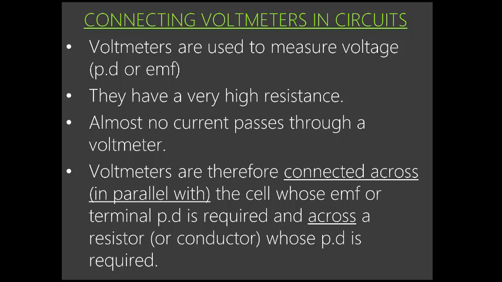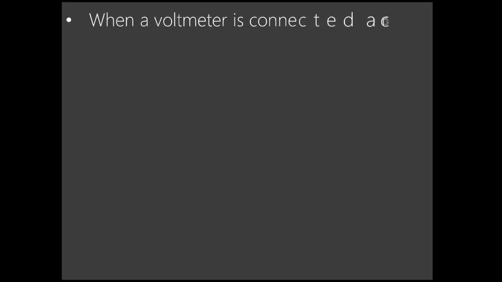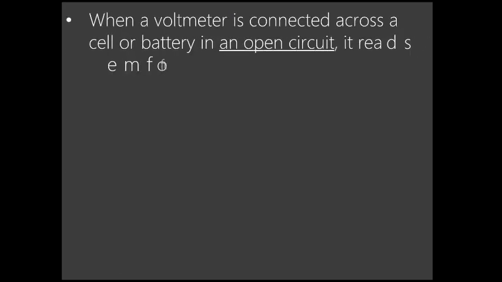And because a voltmeter draws no current, because of its very high resistance, it's connected across the cell or across a resistor. We call it parallel connection. If you are connecting a voltmeter, you connect it in parallel with a cell or in parallel with a resistor or a conductor whose PD is required. We're going to look at cases where we will be using a voltmeter.